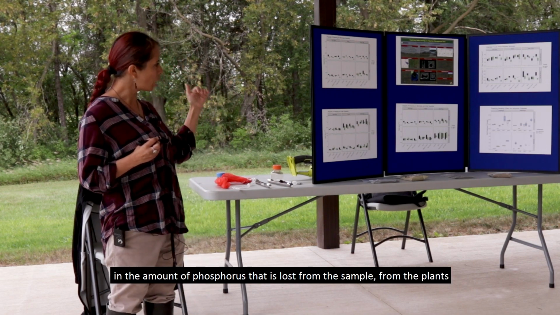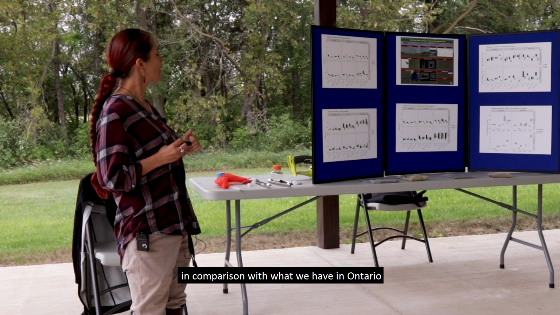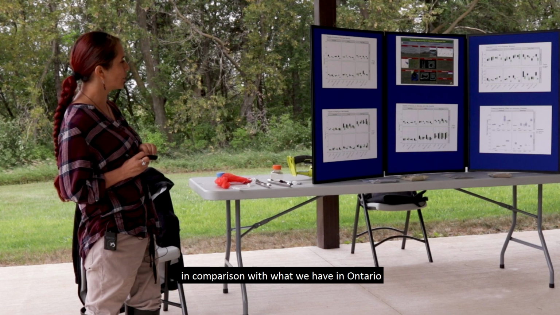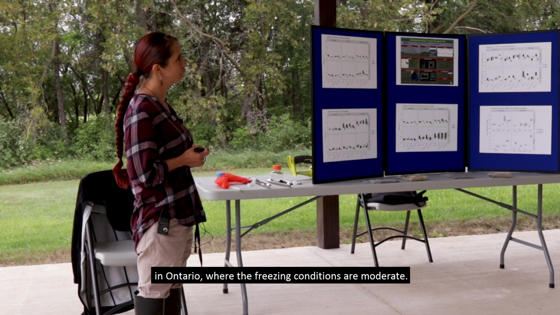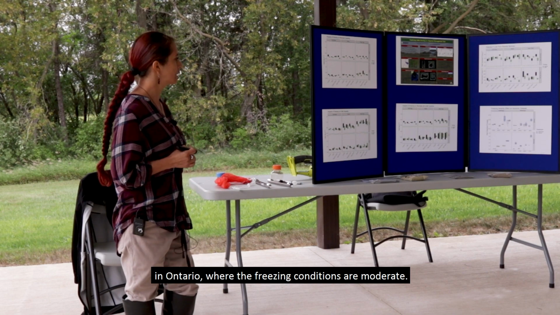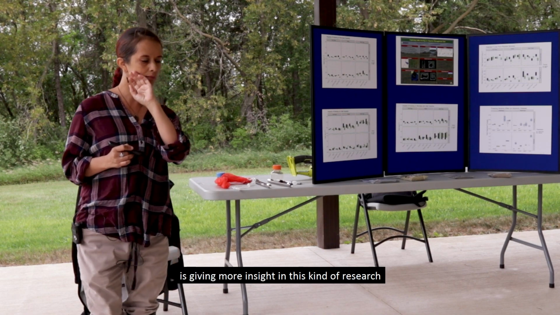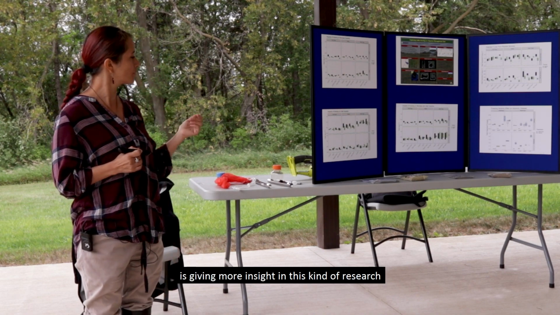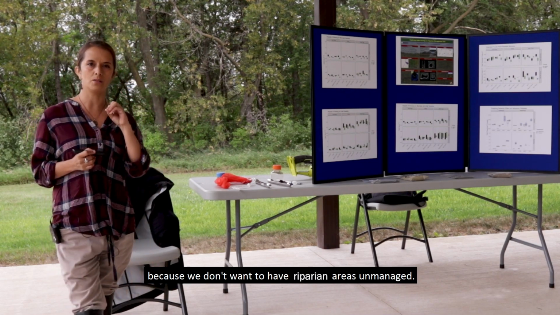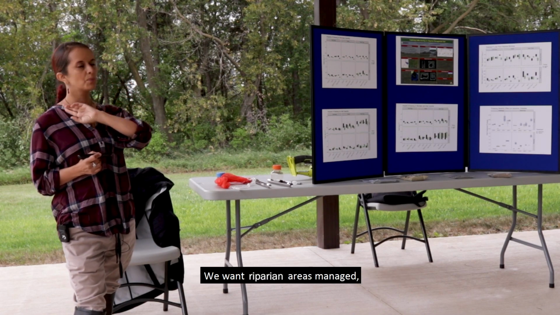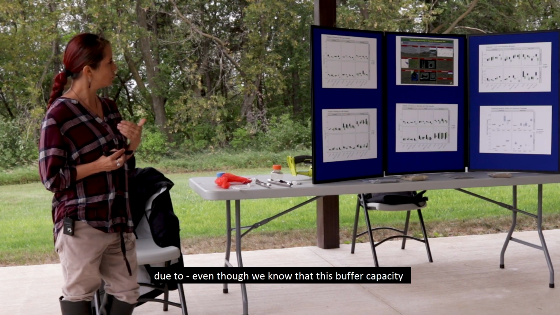there is an increase in the amount of phosphorus that is lost from the plants, in comparison with Ontario, where the freezing conditions are moderate. So that is one of the reasons that shows the need for this kind of research, because we don't want to have unmanaged riparian areas. We want riparian areas managed, especially here in the cold conditions of Manitoba.